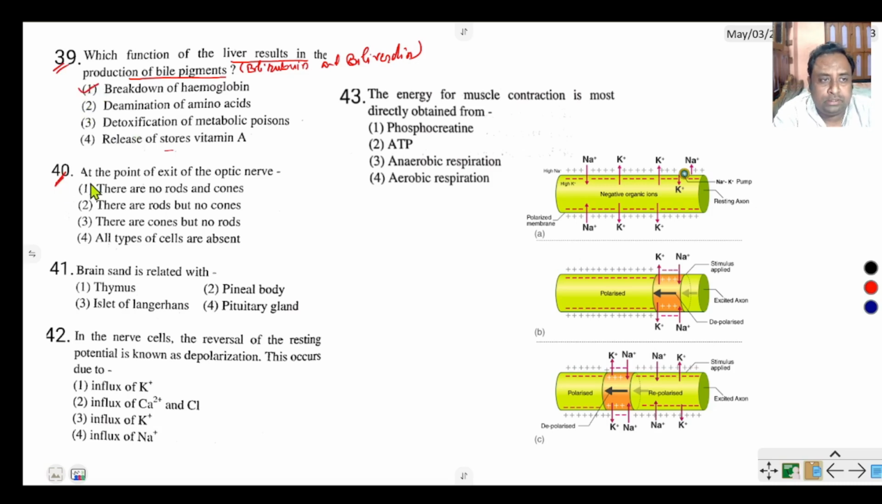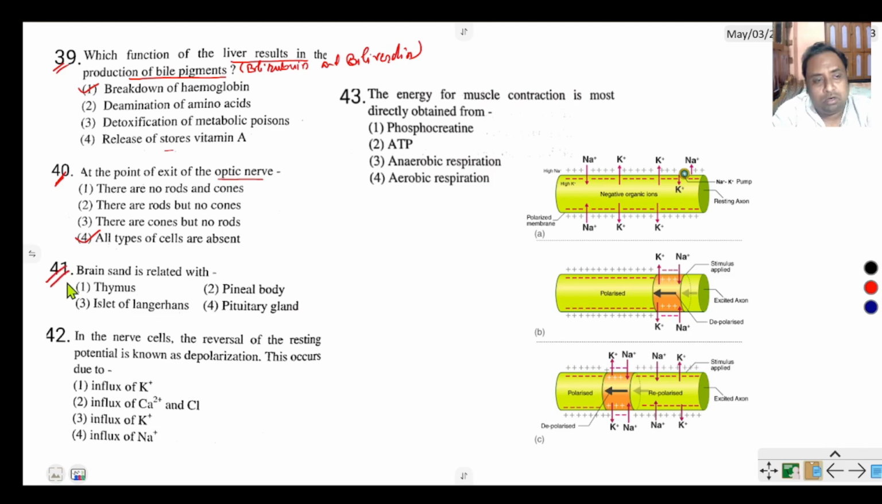Question number 40. At the point of exit of the optic nerves, there are no rods and cones; there are rods but no cones; there are cones but no rods; all types of cells are absent. The correct option is that all types of cells are absent, rod cells or cone cells. So there is no image formation in the blind spot, where the optic nerve leaves.